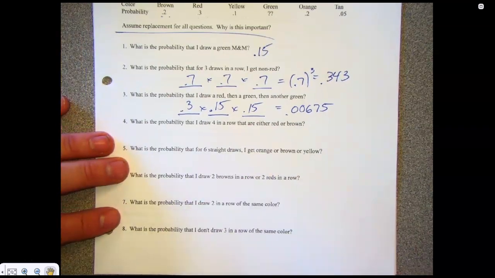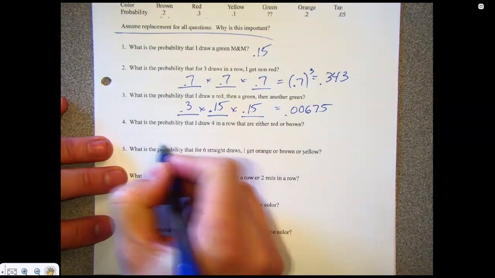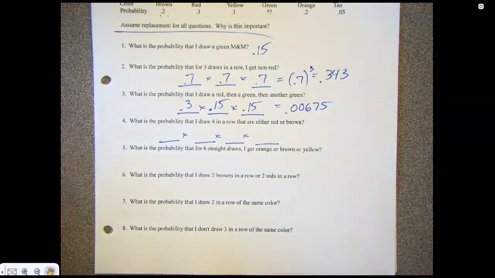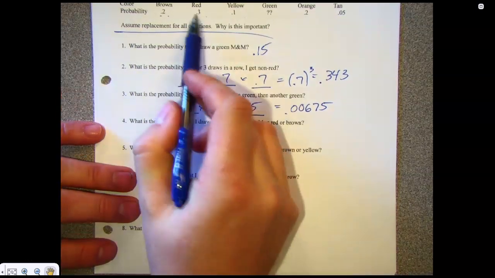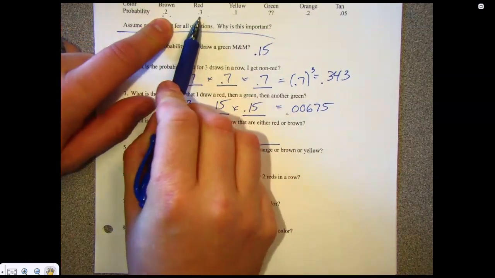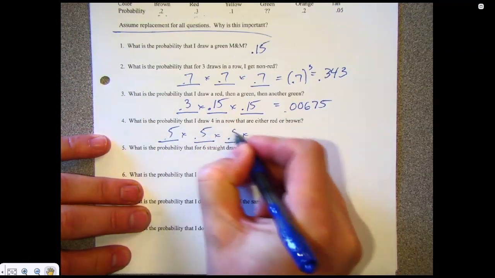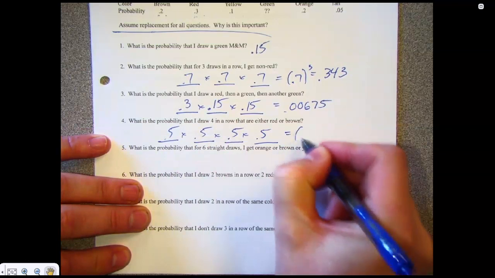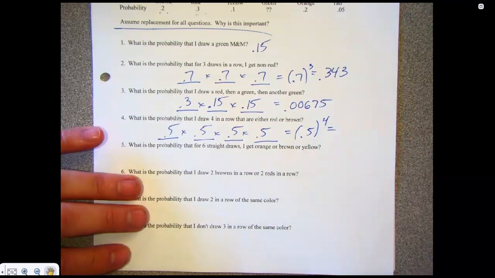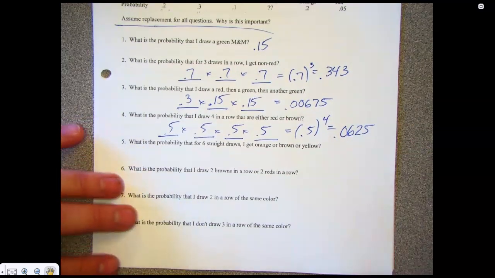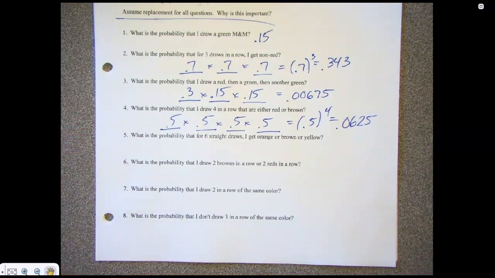Alright, 4 in a row that are either red or brown. So I'm drawing 4. What's the probability that when I draw one it's either red or brown? We can add those up, right? So that's 0.5 probability that it's either red or brown. So this is where you might start getting sick of the slots. Just go, okay, never mind, that's 0.5 to the 4th. Either way, what I want to see is 0.0625. How many got that? Good.